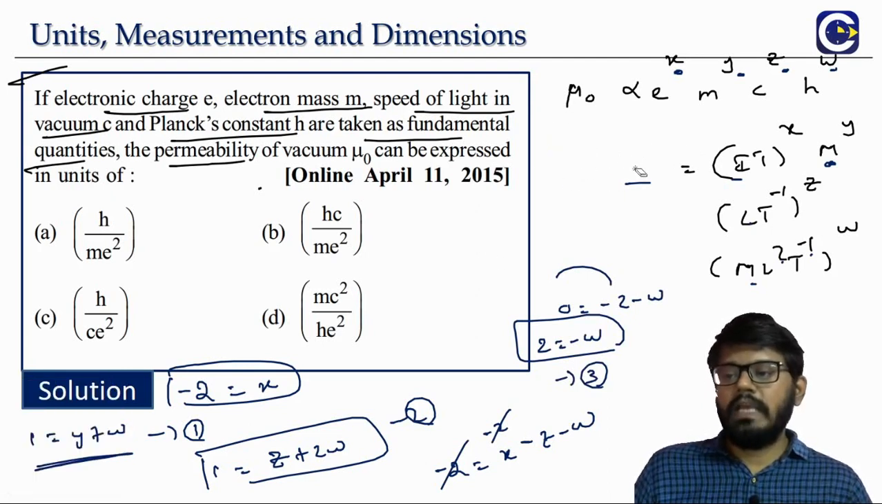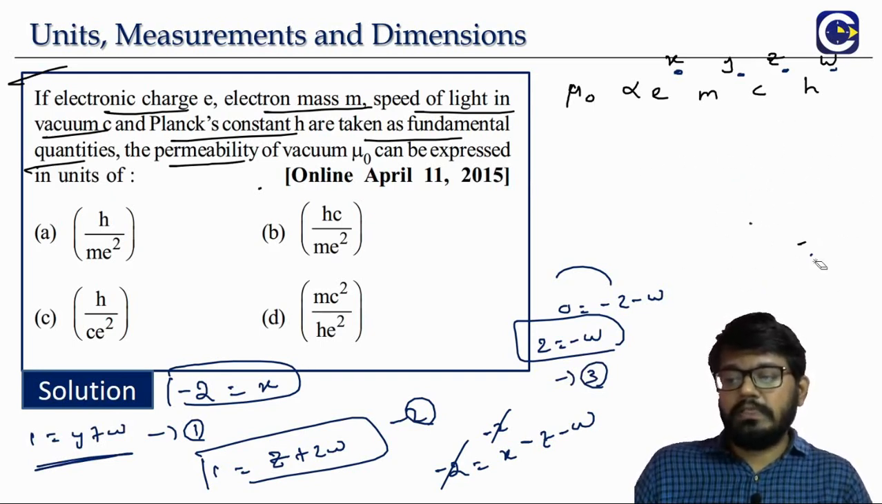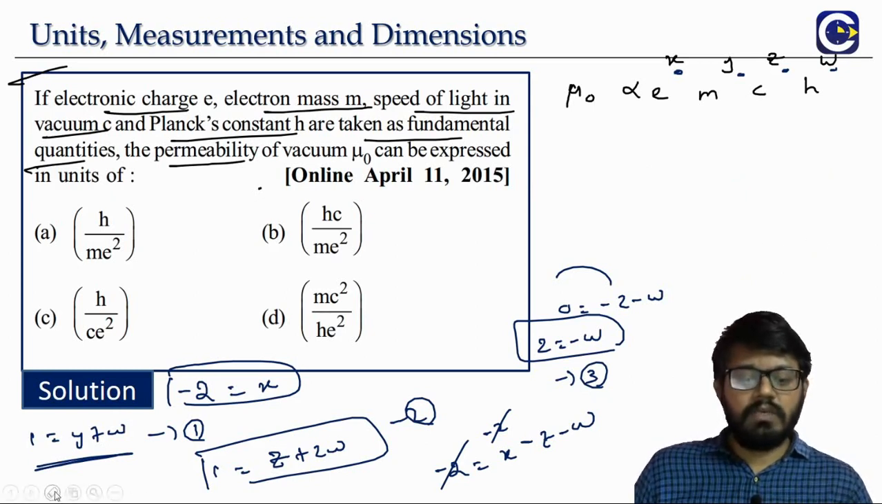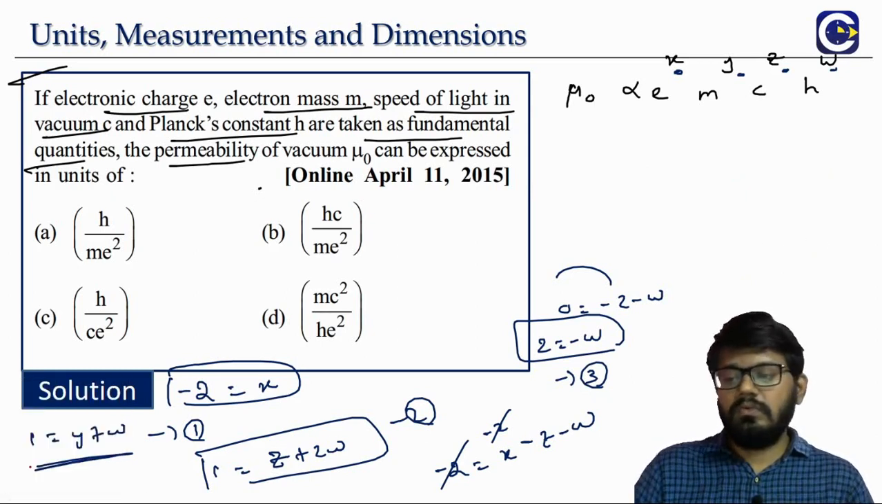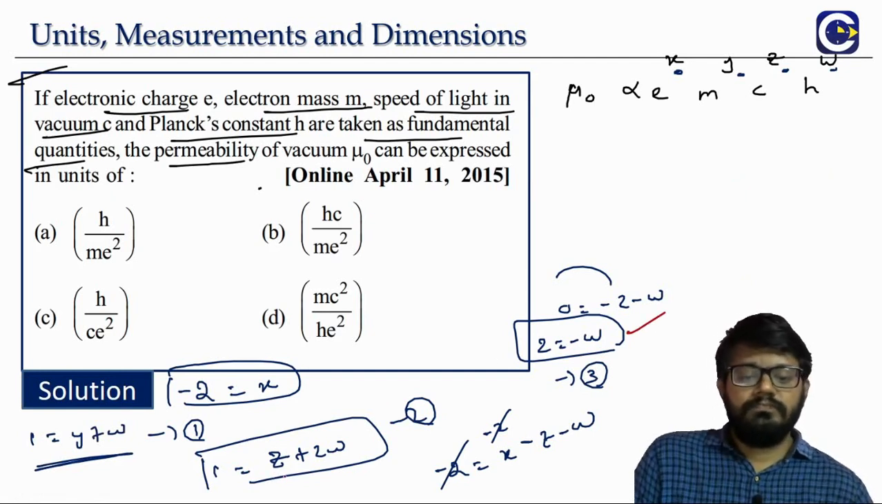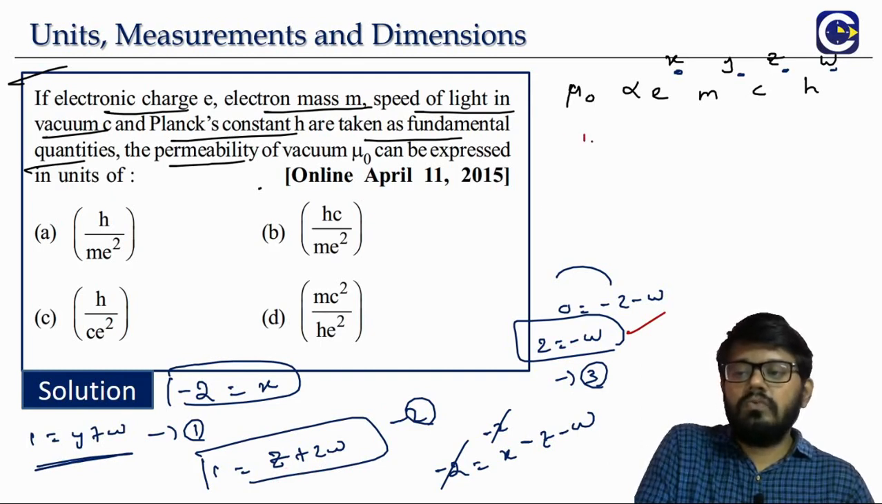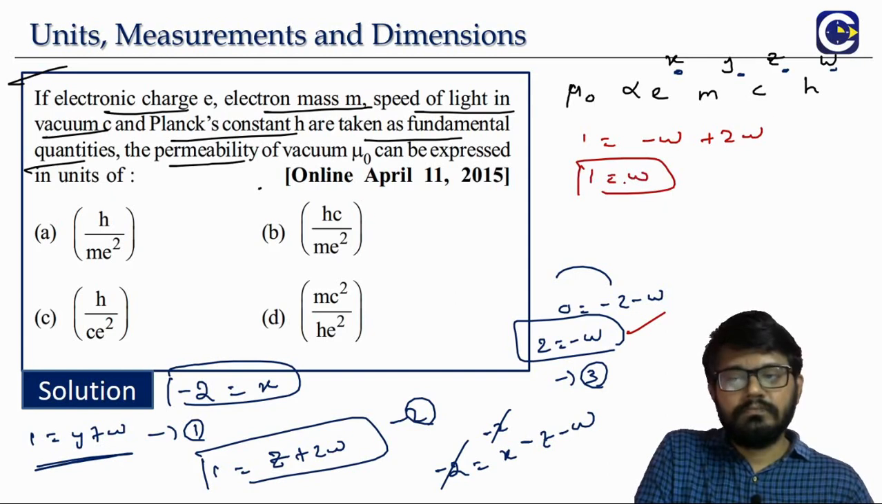So what do we have? X value straight away we are able to get. X is equal to minus 2. Then we have the relation. See, from equation 3, Z is equal to minus W, right? We can substitute this in equation 2. What is equation 2? 1 is equal to Z. Z means I will put minus W plus 2W, which means W is equal to 1.